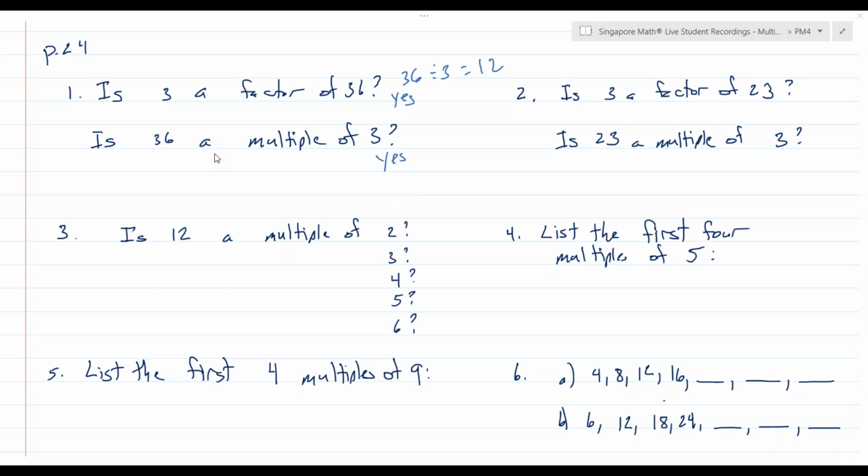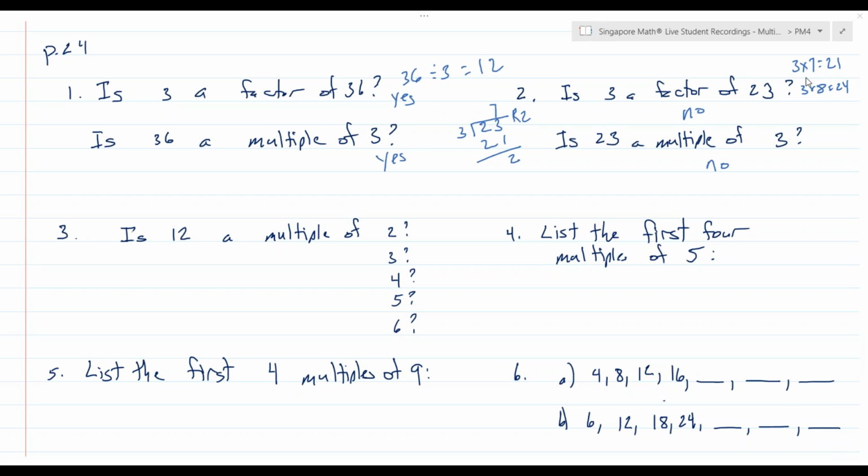What about number 2? Is 3 a factor of 23? Well, if I think about those, 3 times 7 is 21. 3 times 8 is 24. If I do 23 divided by 3, I'm going to get a remainder. 23 divided by 3 is 7, remainder 2. So no, 3 is not a factor of 23. So no, 23 is not a multiple of 3.